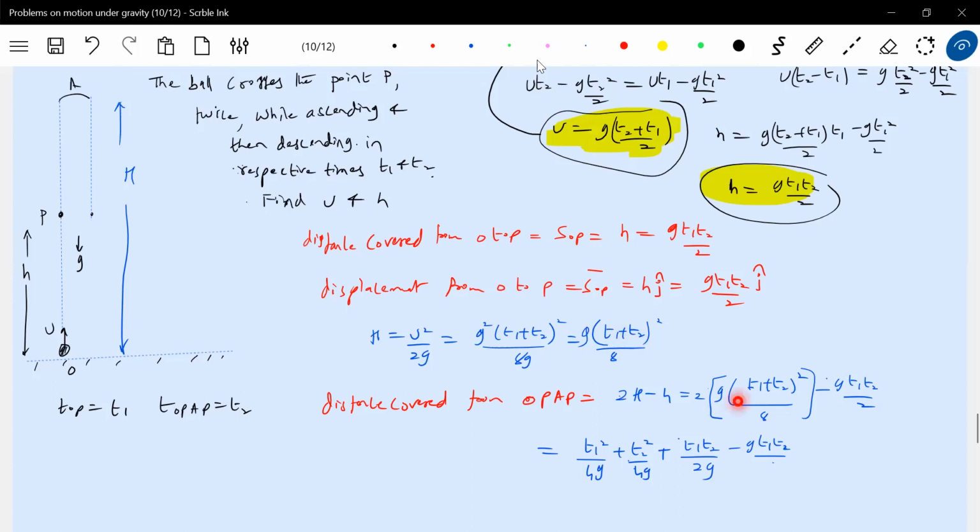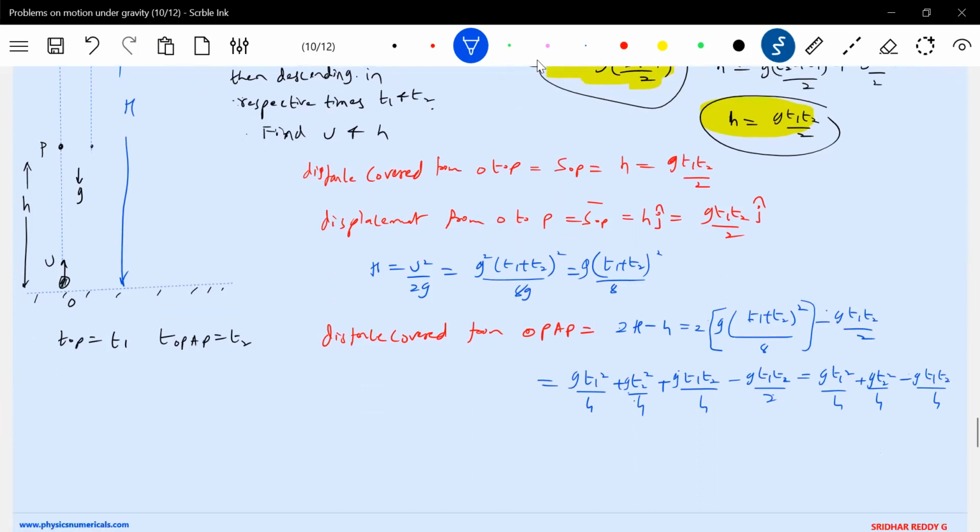2H, the value of H I'm going to substitute: g (t1 plus t2) whole square by 8. Okay, fine. Here minus h, so let's expand now. So this will become g t1 square by 4, g t2 square by 4, plus g t1 t2 by 4 minus g t1 t2 by 2. So this will become minus g t1 t2 by 4. This will be the distance covered.